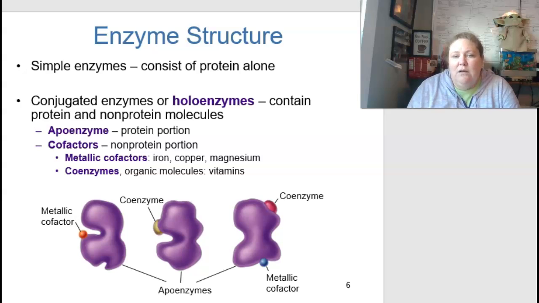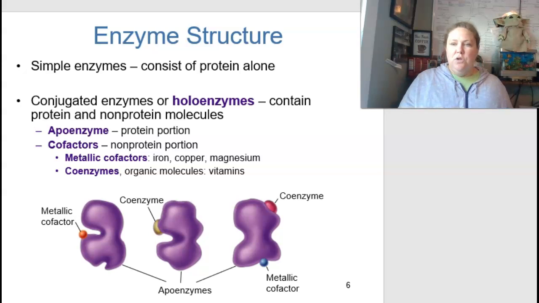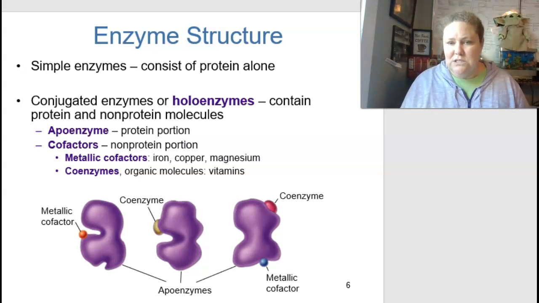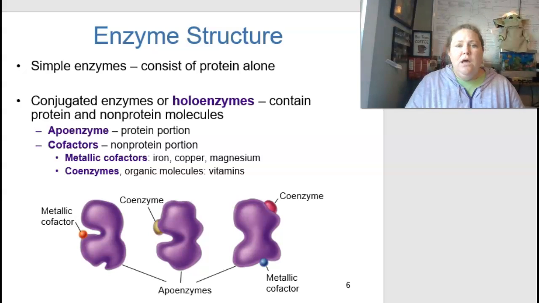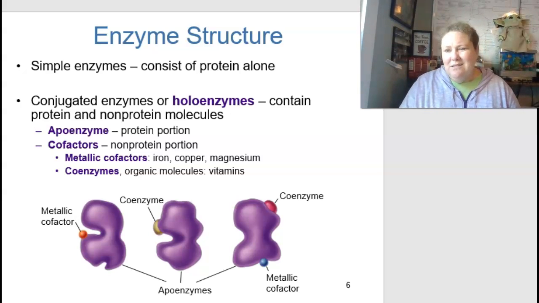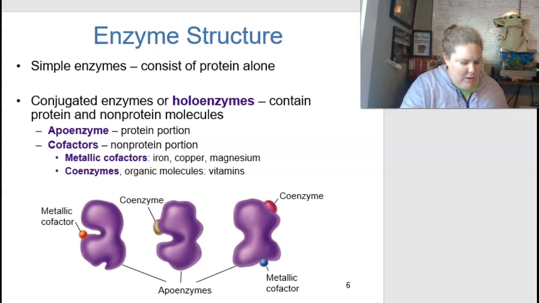The cofactors are non-protein portions, and these include your metabolic cofactors such as iron, copper, and magnesium. And you also have coenzymes, which are kind of like helper enzymes. These are organic molecules, and some of them can be vitamins. Again, this picture is showing a conjugated enzyme structure, figure 8.2.